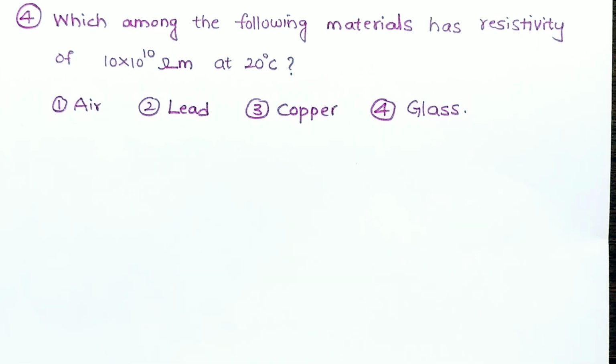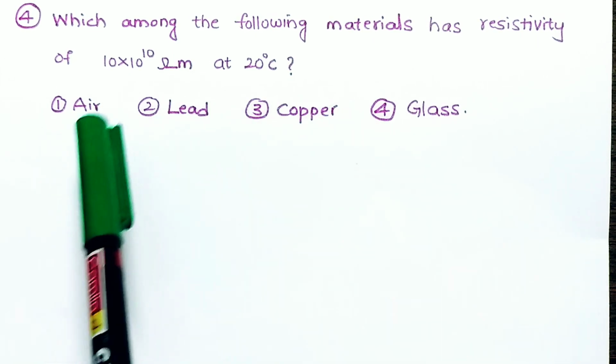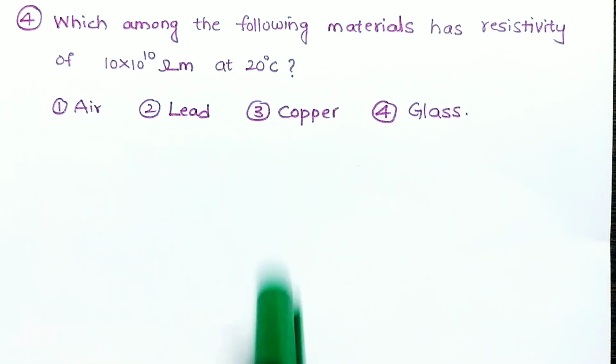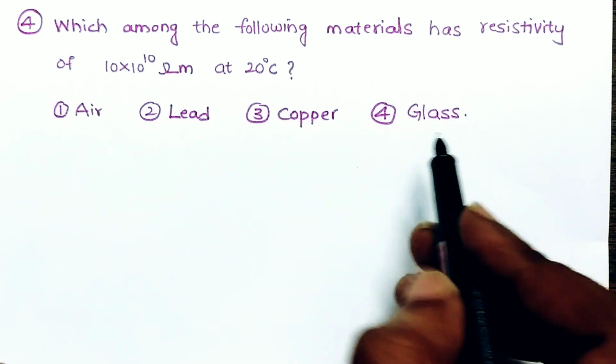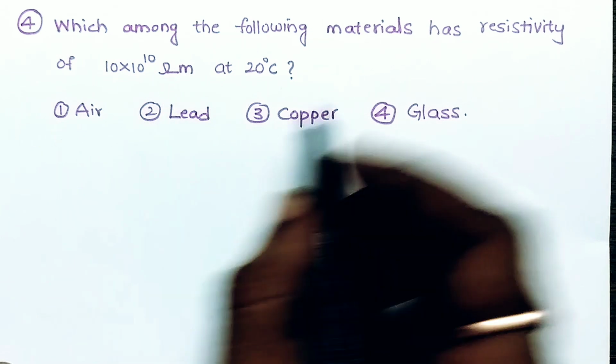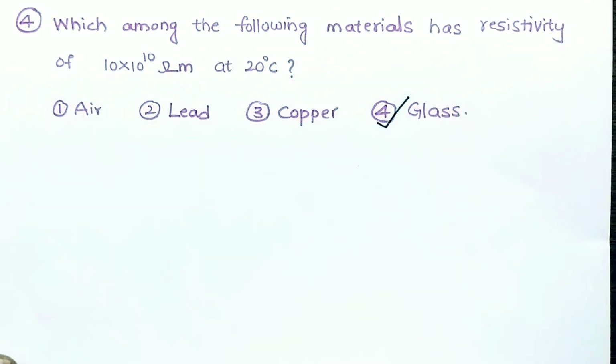Which among the following materials has resistivity of 10 into 10 power 10 ohm meter at 20 degrees centigrade? So we have different values for different materials. That is, glass has 10 into 10 power 10 ohm meter. So glass is the answer.